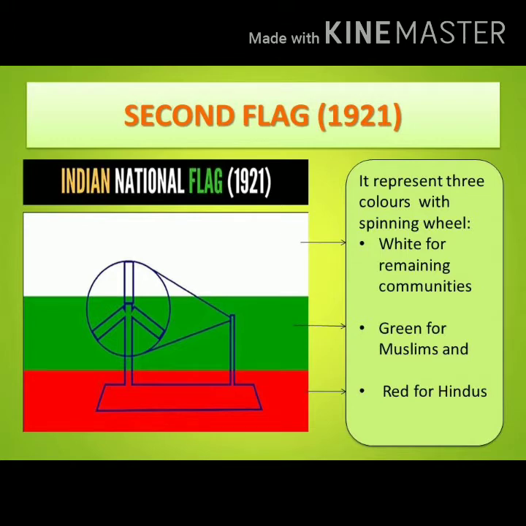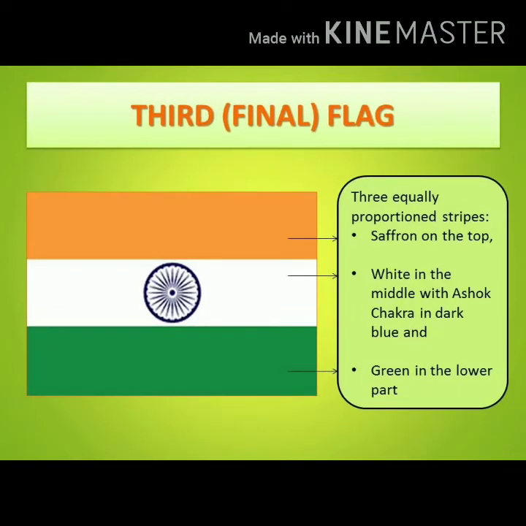Gandhiji suggested adding a white stripe in the flag to represent the rest of the Indian communities, and a charkha in blue color as the symbol of progress, accepted in 1931. So a white stripe was added at the top and the charkha in the middle of the 3 colors. Last flag, 1947, the final flag of India.